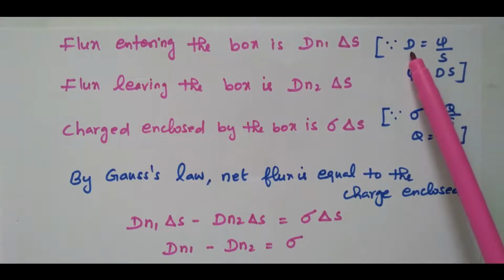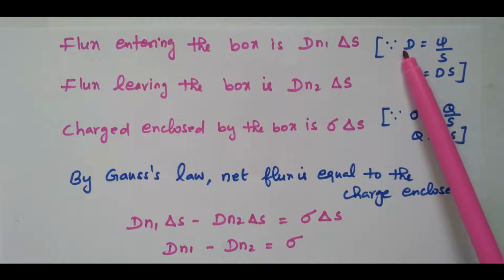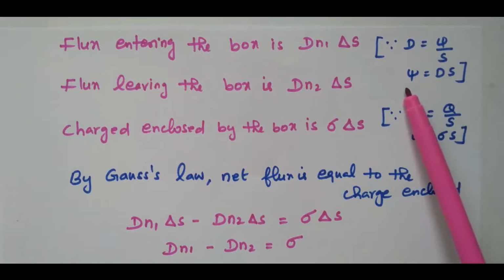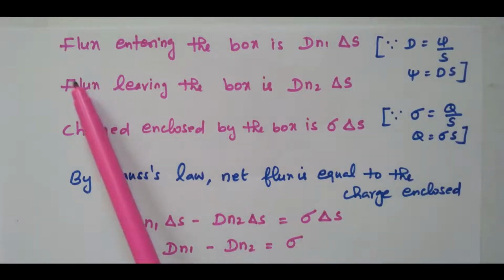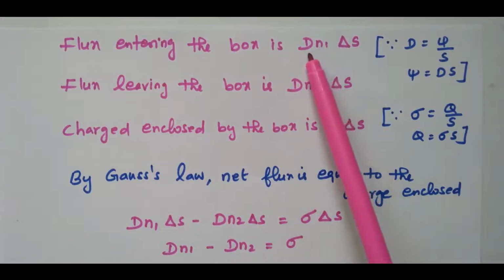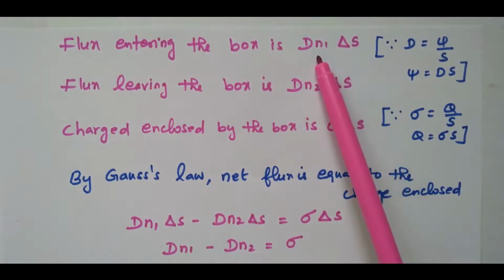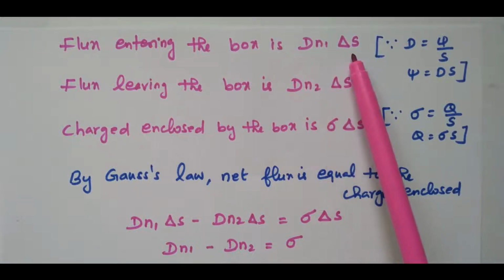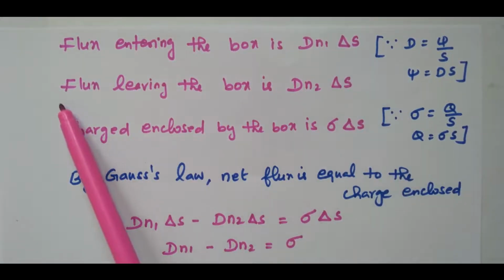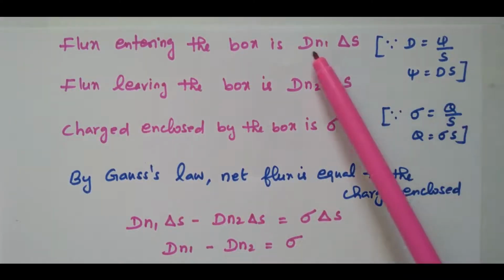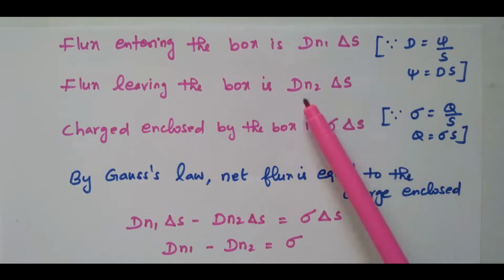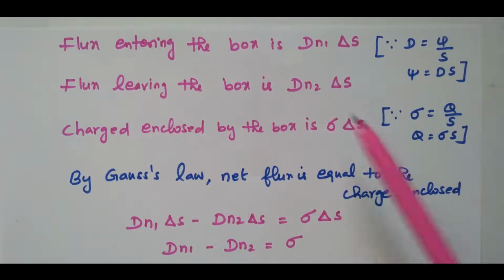What is given as D in the diagram is the displacement density vector. From the displacement density vector we can find the flux using this formula, psi equal to D.S. So the flux entering the box is dN1 into dS. dN1 is the normal component of flux density. Flux means dN1 into dS. Similarly, what is the flux leaving the box? dN2 into dS. Right? dN1 into dS is the flux entering, dN2 into dS is the flux leaving.